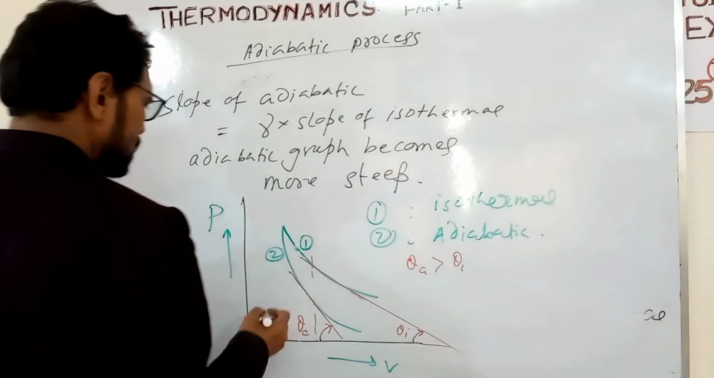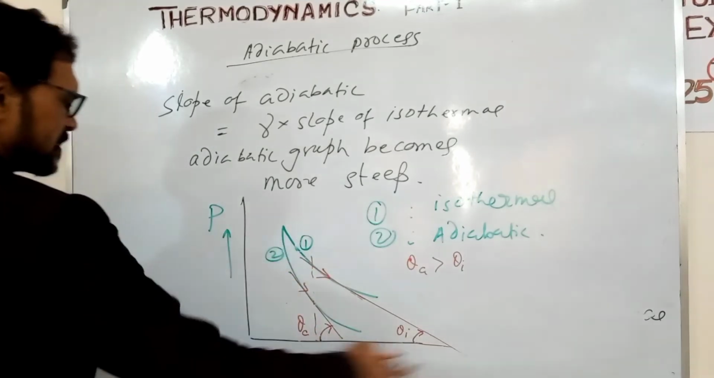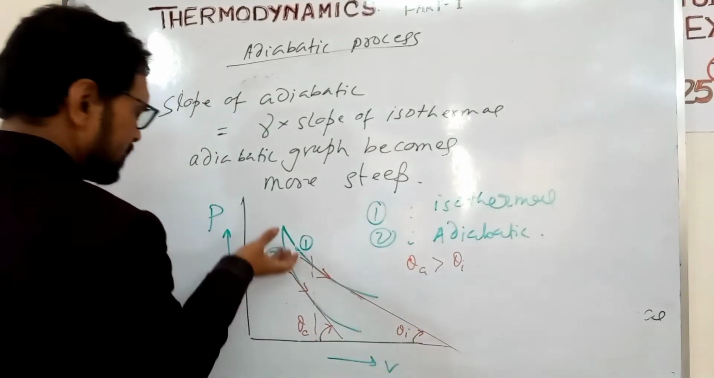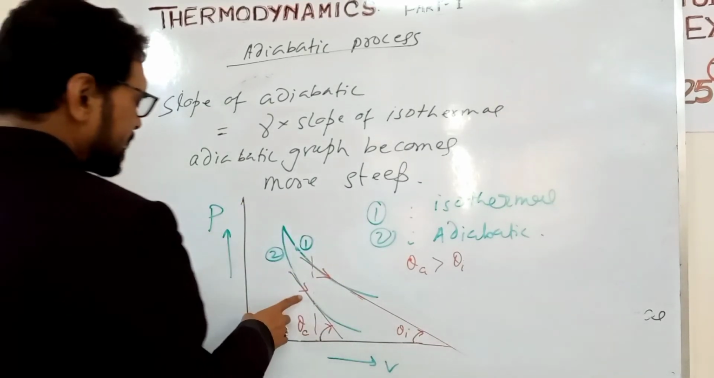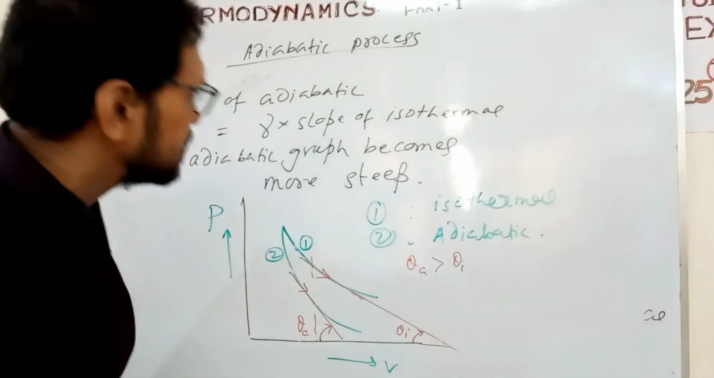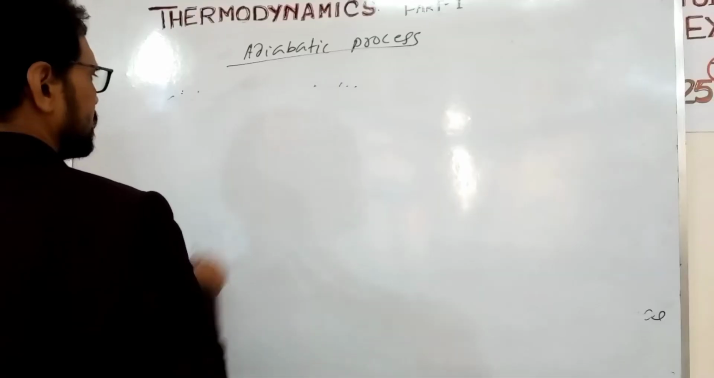During expansion, when the volume increases, the slope of the adiabatic graph is more than the slope of the isothermal graph, negative slope obviously.